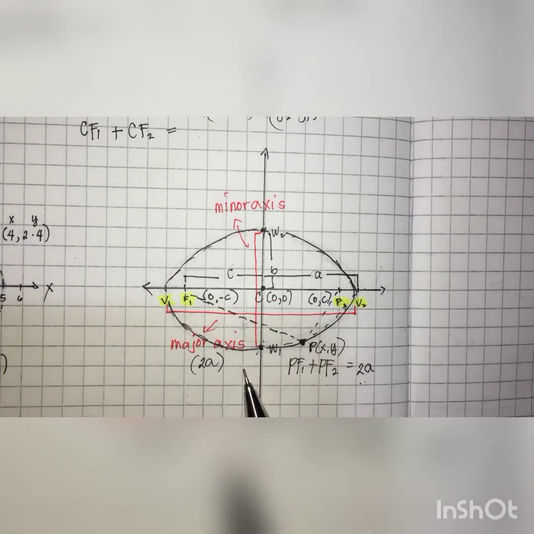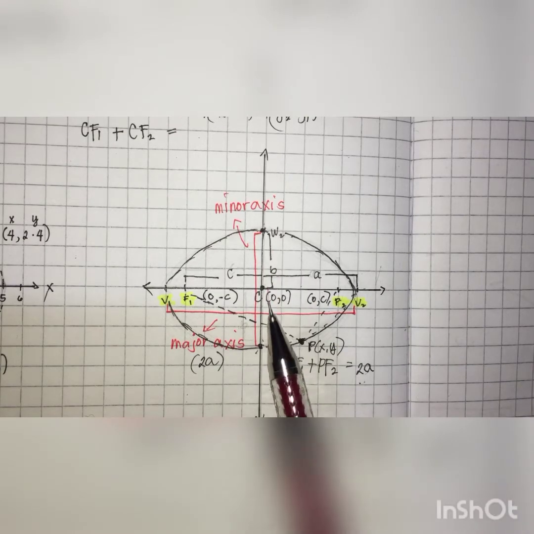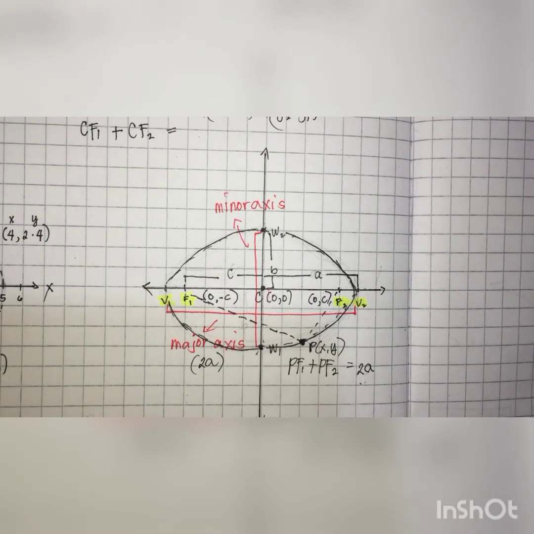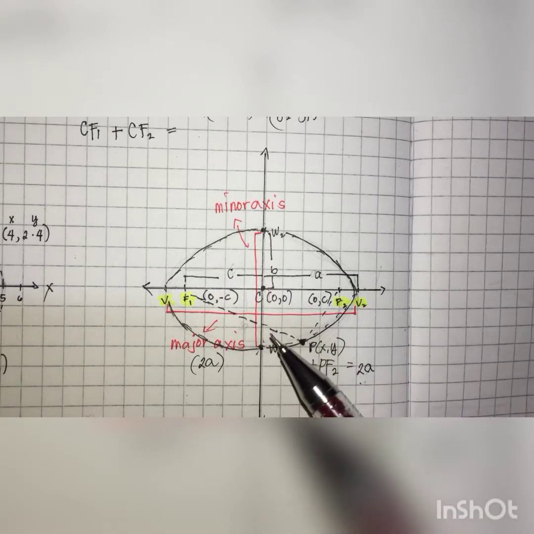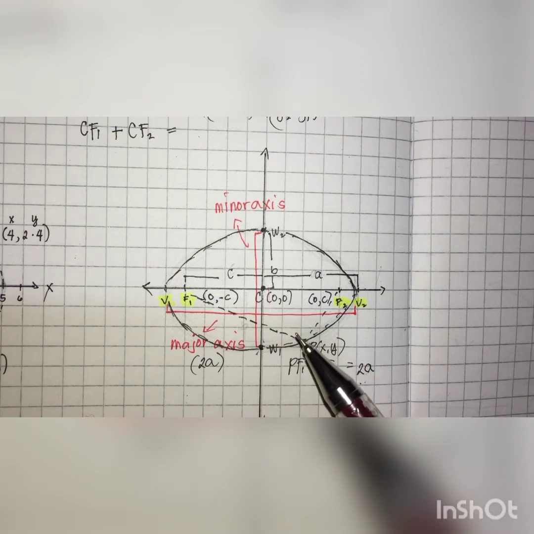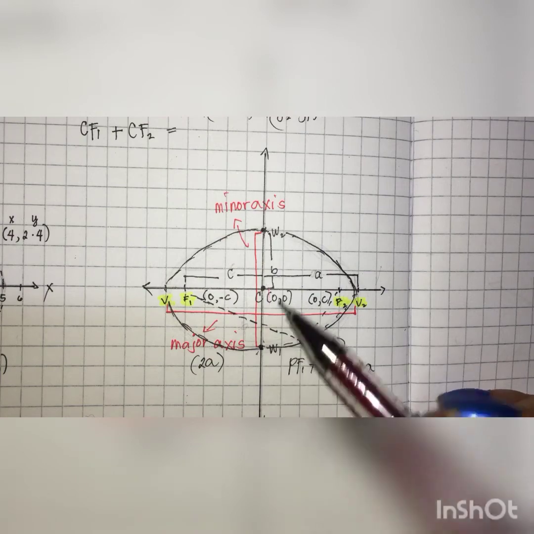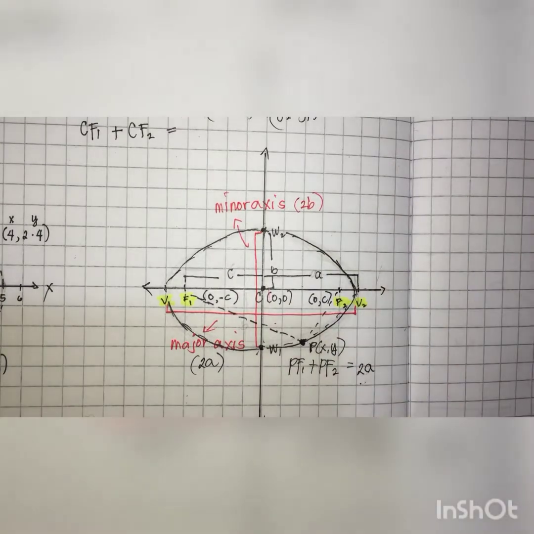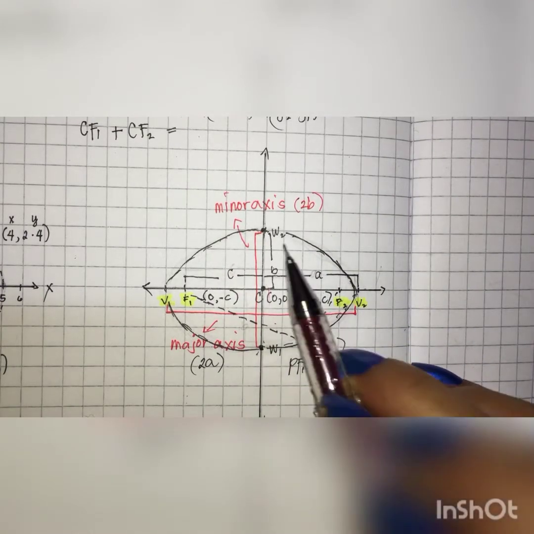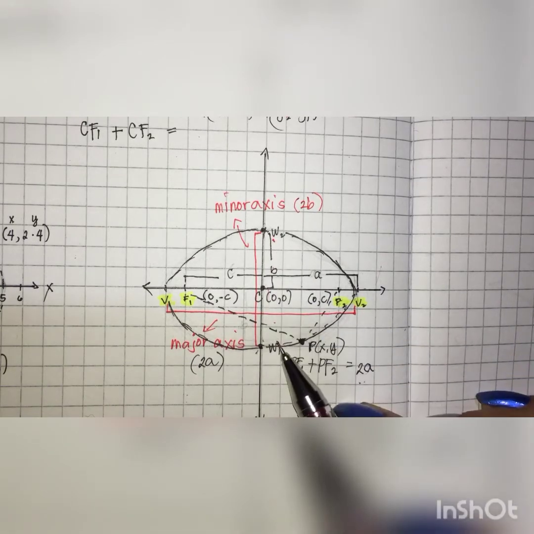If x is equal to 0, then y is equal to positive and negative b. Each co-vertex is b units away from the center, and the minor axis W1 W2 is 2b units long. b plus b equals 2b. Since a is greater than b, the major axis is longer than the minor axis.